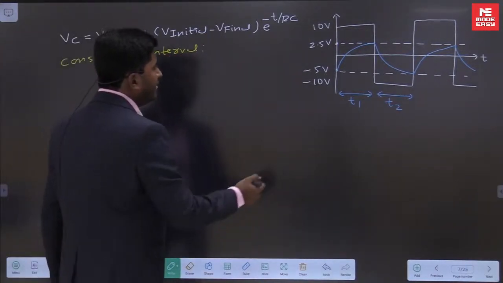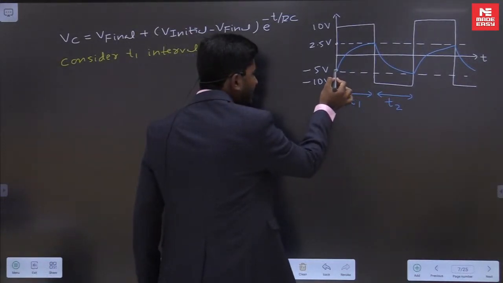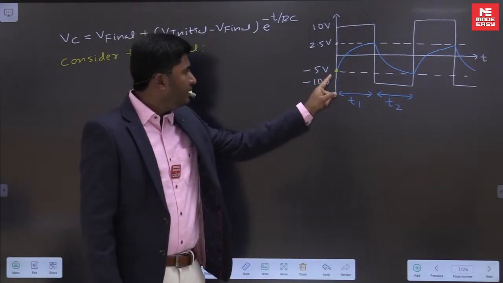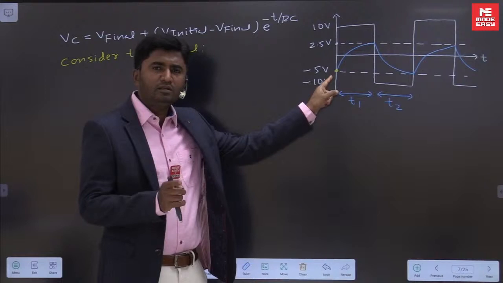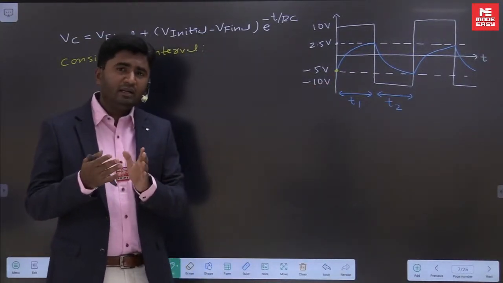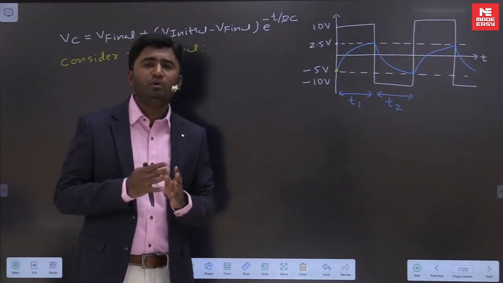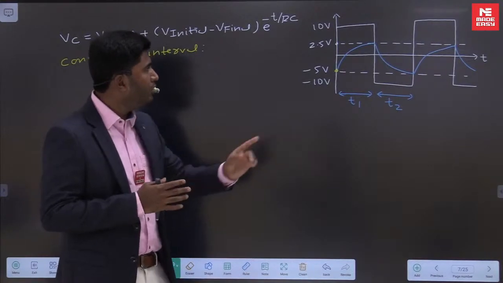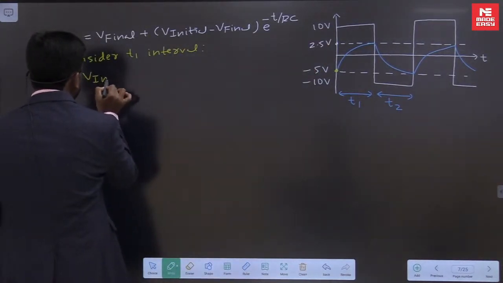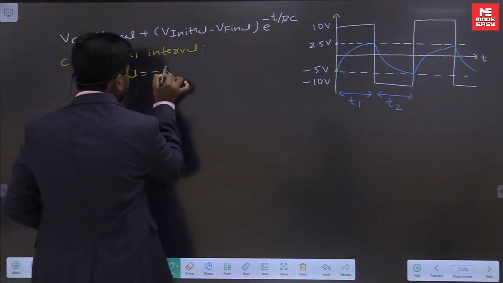Now in this T1 interval, if you look at the capacitor waveform, the initial capacitor voltage is minus 5. In the T1 interval, initial capacitor voltage how much? Minus 5. Then what will be V final? In transient analysis, V final means capacitor voltage at t equal to infinity, and that will be equal to 10 volt. Let me write here V initial is minus 5 volt.